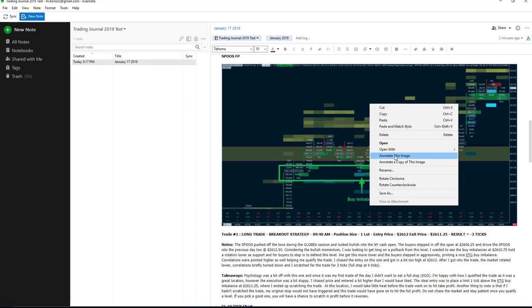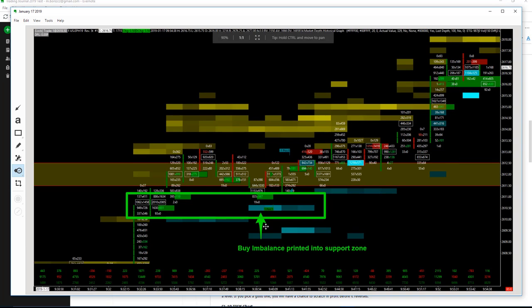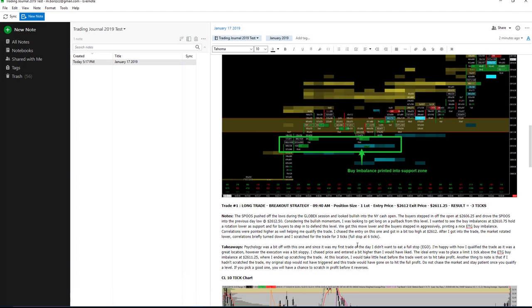You can right click, annotate this image, and you can add and delete any of these lines, arrows, text, whatever you want to help drive the point. So let me close that up here. What you'll see under the chart is I've got the trade number, the type of trade I took, it was a long, the strategy I used, which was a breakout, the time of the trade, the position size, the entry price, the exit price, as well as the final result.